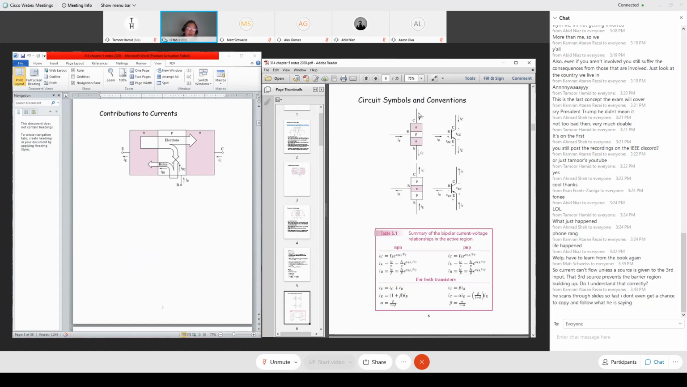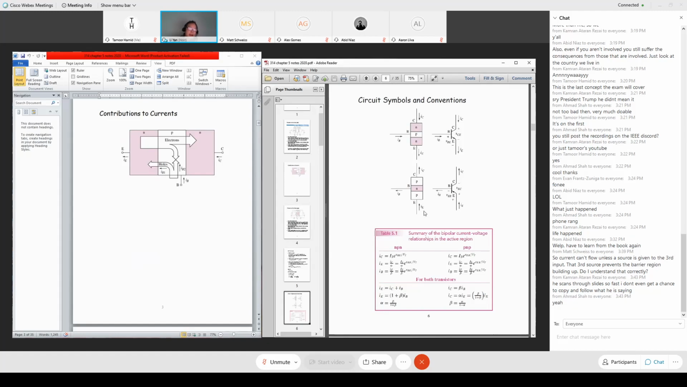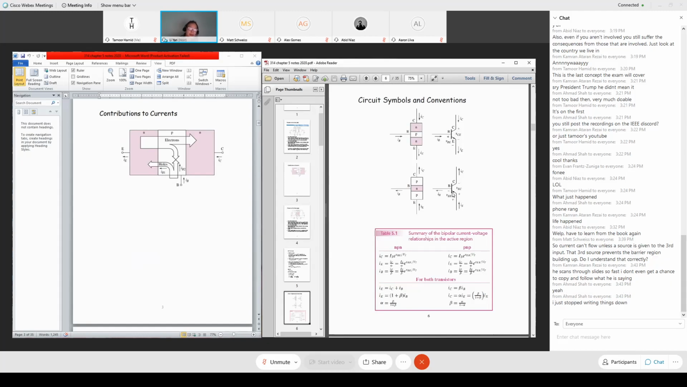For NPN, current IC flows this way, IE flows this way. For PNP, IE flows this way, IC flows this way, IB also gets out. No matter what, IB plus IC still equals IE. How do you distinguish PNP and NPN? The only way is by the arrow. The arrow points inward and lines up with the direction of the emitter current. So emitter current going this way, the arrow is inward, moving this way.